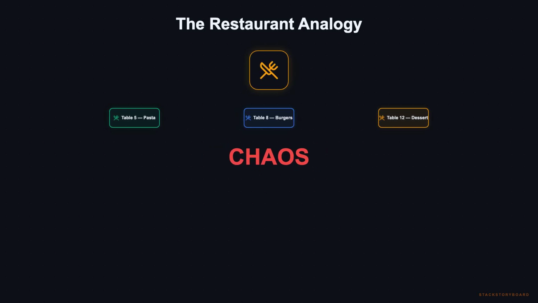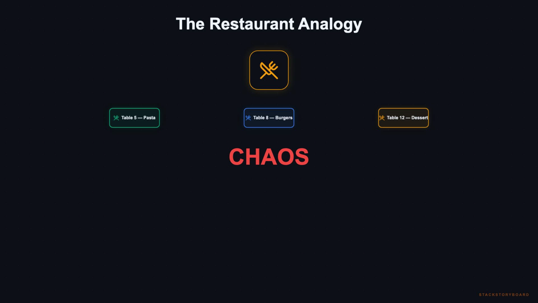Imagine a restaurant kitchen during dinner rush. Orders are flying in. Table 5 wants pasta. Table 8 needs burgers. Table 12 just ordered dessert. If the chef tried to cook everything at once, chaos. Food burns. Orders mix up.